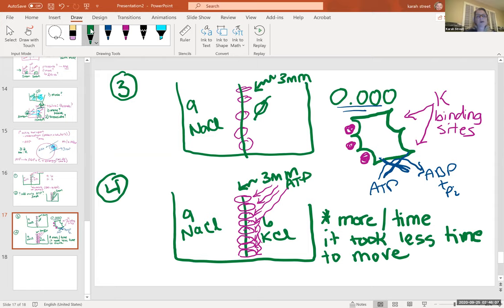We had more transporters. This tells us that the rate limiting factor was not ATP. If you have enough fuel, you have enough fuel. The rate limiting factor was the number of these pumps, the number of the transporters. If they were all well fueled and you have more of them, we were able to move all 9 millimoles of sodium chloride to the right and all 6 millimoles of potassium to the left in a shorter amount of time. Everything got moved more quickly.